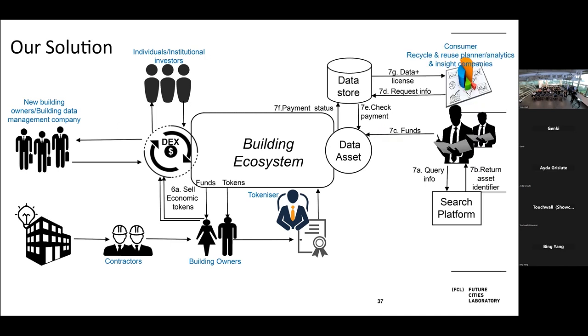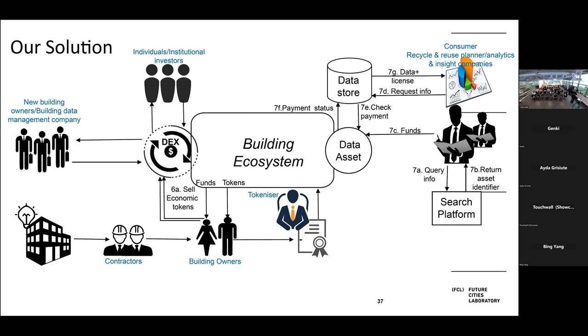So once this is done and the information is made available on the data store, then on the far right, you have people who are interested in this data. So the good thing now is that there's a mechanism that they can pay for it and get this data. So the first step is to query for the information. So we have a search platform that is part of the ecosystem here. And the result of the query is the asset identifier. So asset identifier is simply the unique ID under which the information is available. So that's the data set here. So once you retrieve the asset identifier, you know which asset you need to pay for to get the relevant information. So that's what happens in step 7C.